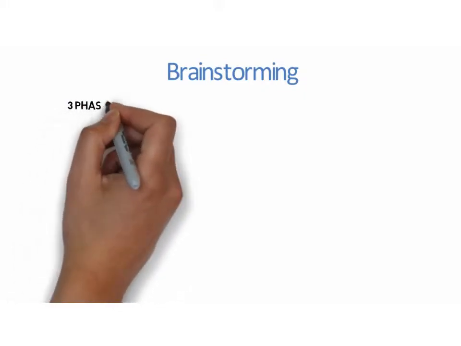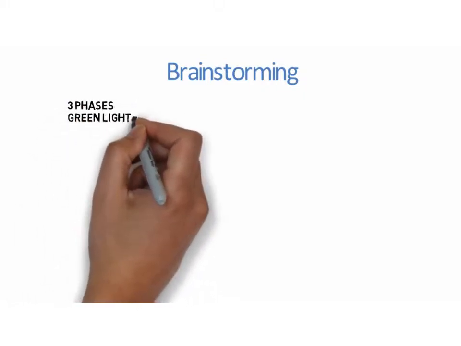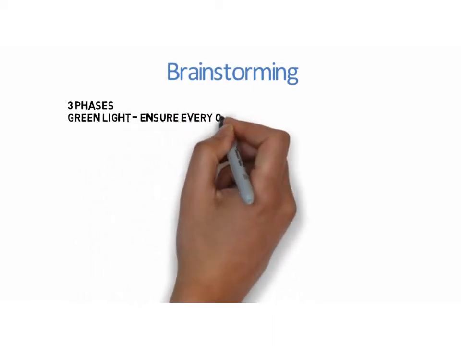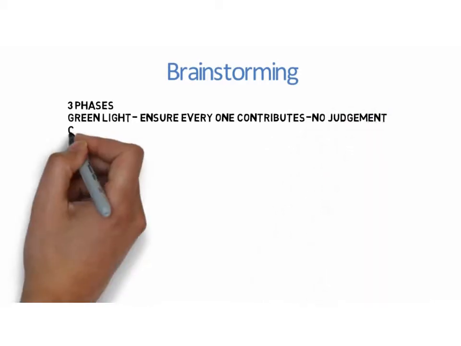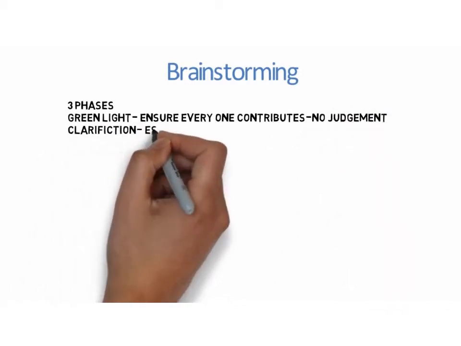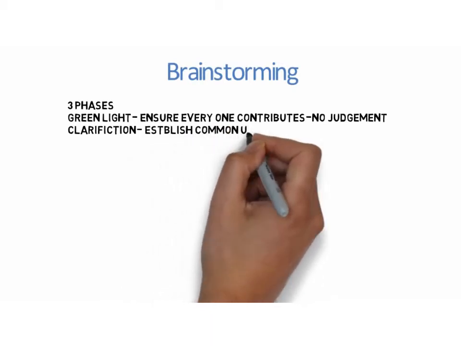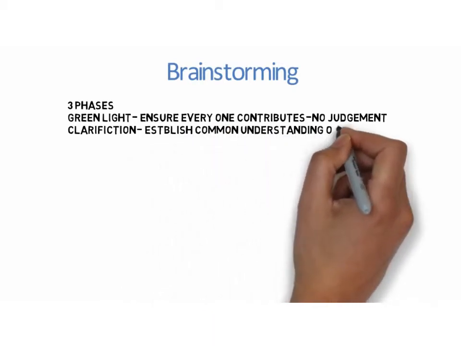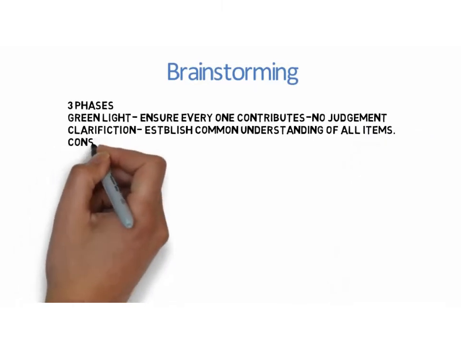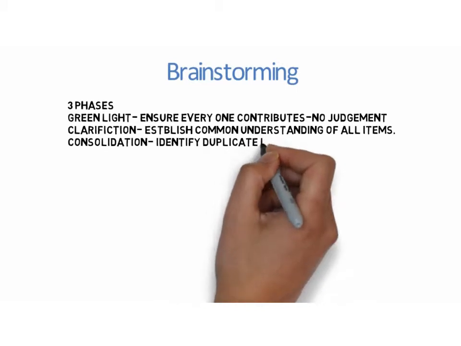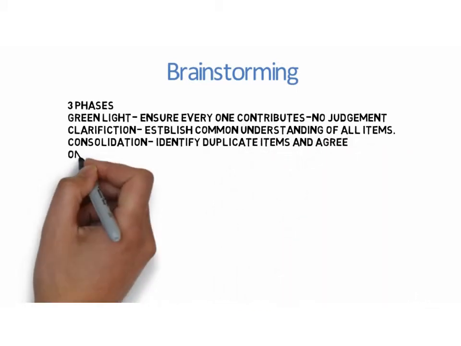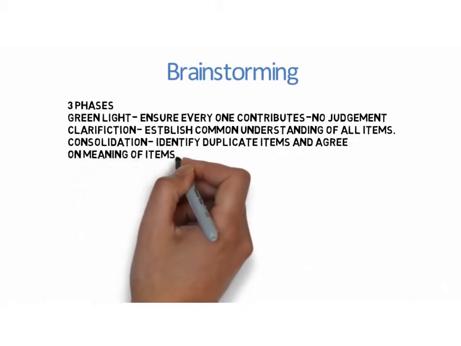Brainstorming is a powerful tool to identify risk. It is typically done in three phases. Phase 1, green light. Ensure everyone contributes. Do not pass any judgment. Phase 2, clarification. Establish common understanding of all items. Phase 3, consolidation. Identify duplicate items and agree on best meaning of the items.